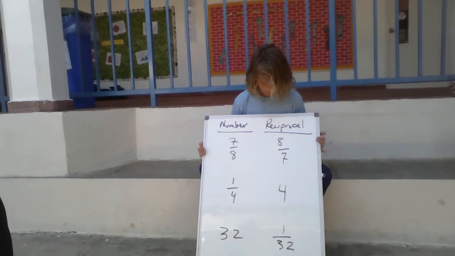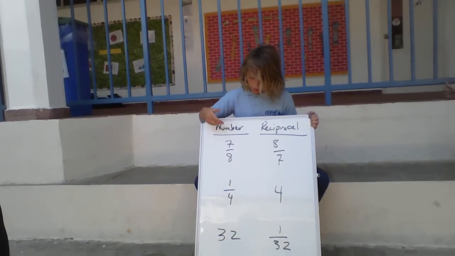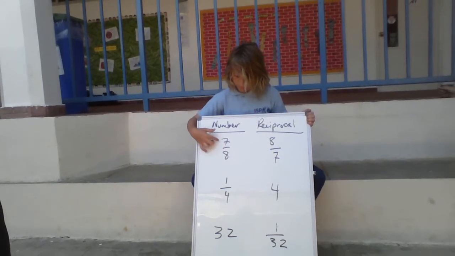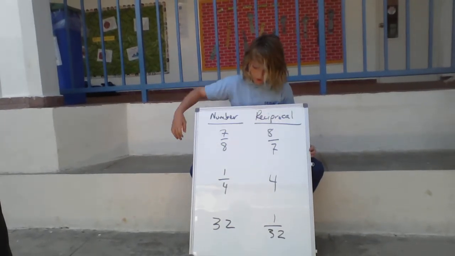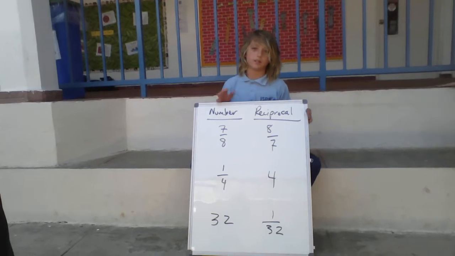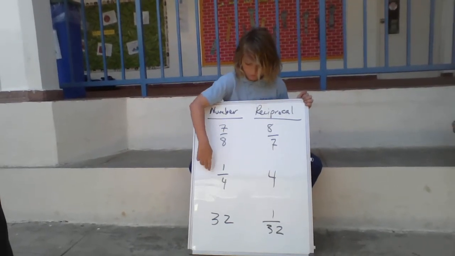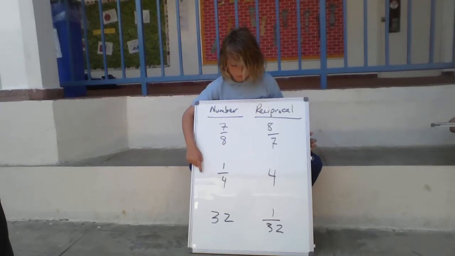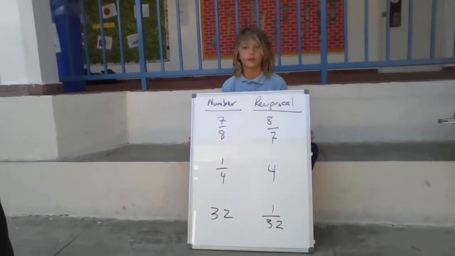For example, here we have 8/7. The flipped around, or the reciprocal number, would be 7/8. Here we have 4, and that would be 1/4, because there's no inverted fraction for 4 instead of 1/4. And then we have 32, and the inverted reciprocal number for that is 1/32.